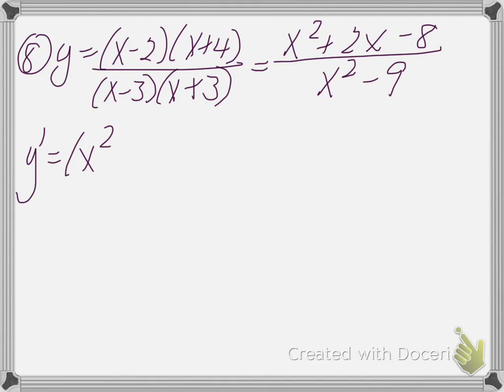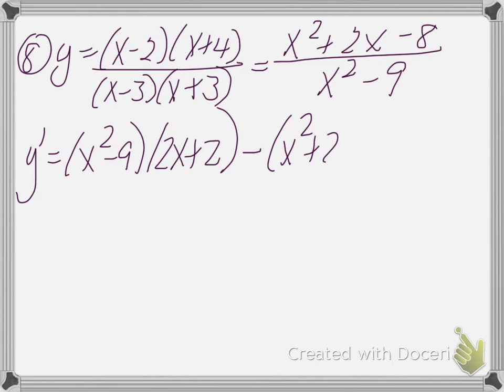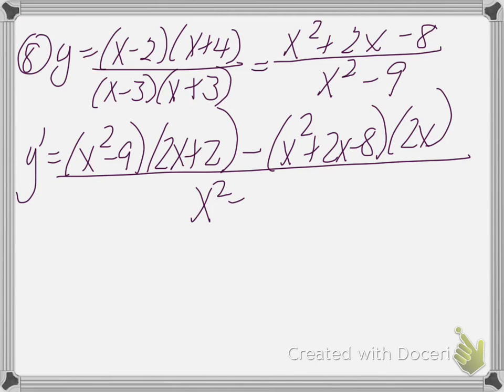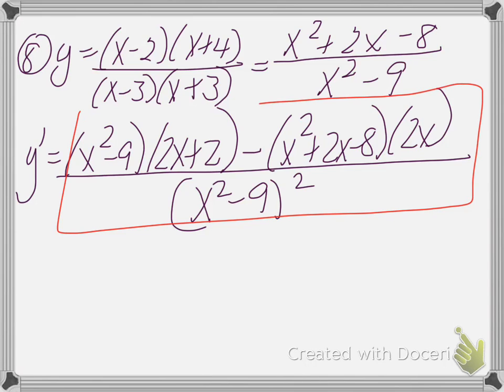So it's the bottom times the derivative of the top minus the top times the derivative of the bottom all over the bottom squared. Okay, number 9.